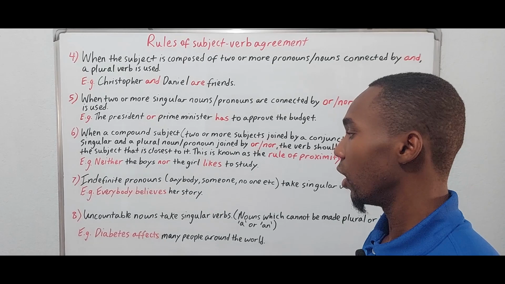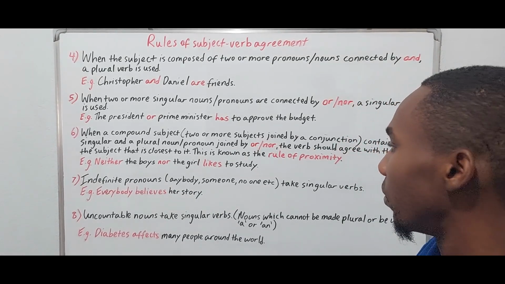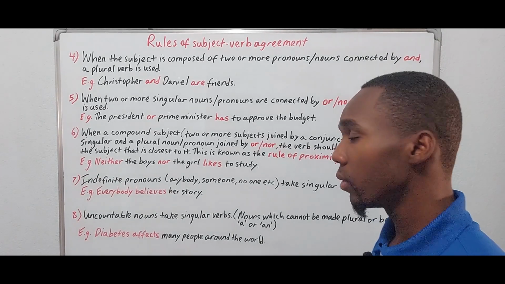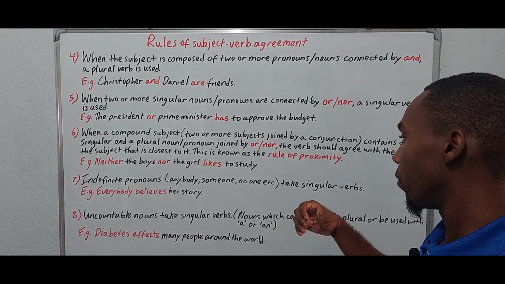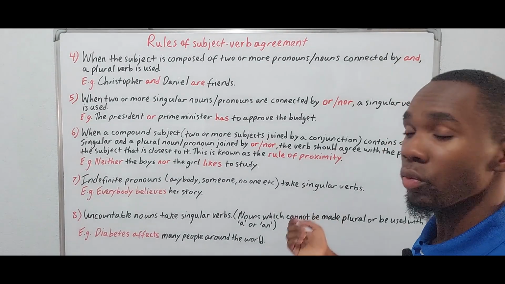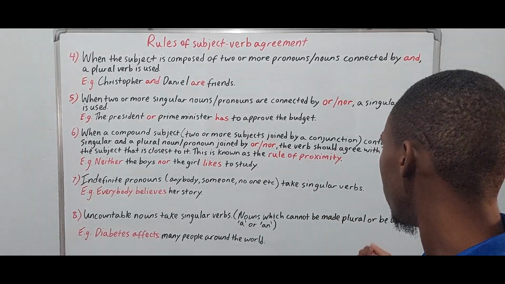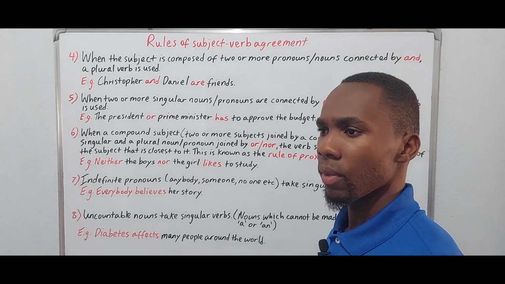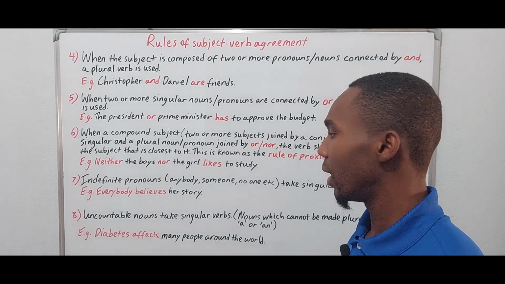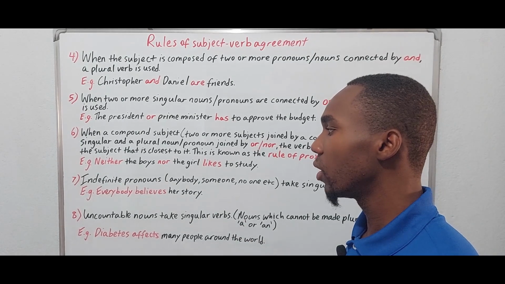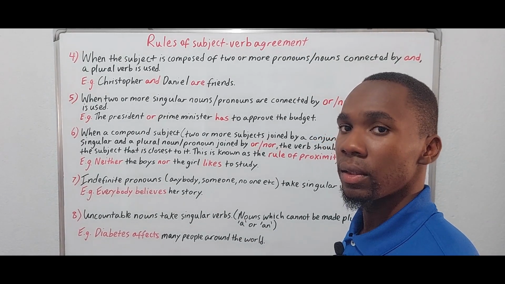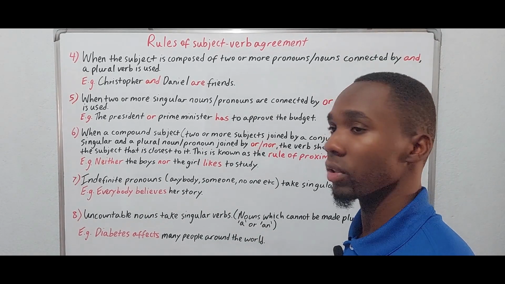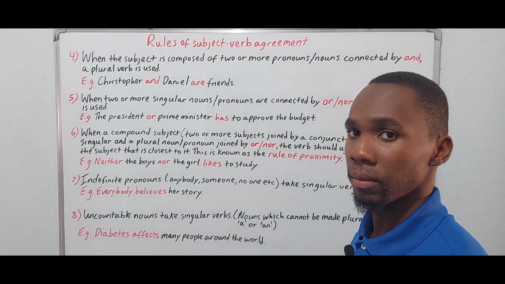Rule number 8. Uncountable nouns take singular verbs. And so the next question is, what is an uncountable noun? An uncountable noun refers to nouns which cannot be made plural or be used with "a" or "an." Another way we can look at it is that an uncountable noun is a noun that cannot be counted using numbers. So it cannot be made plural. These are nouns that are singular, right?